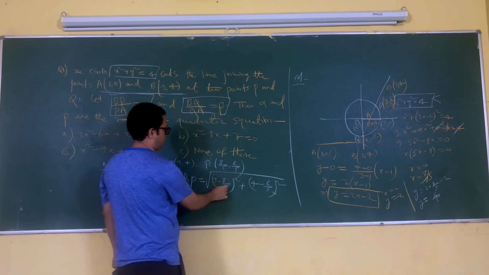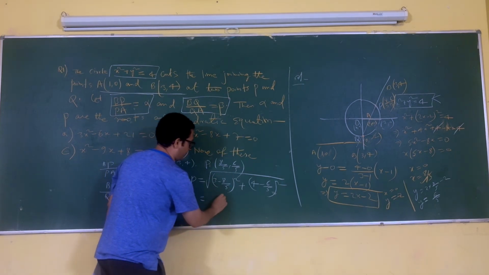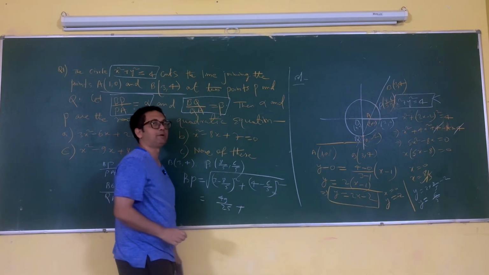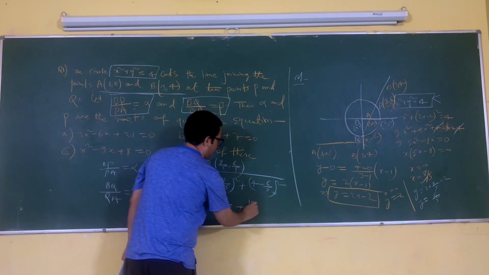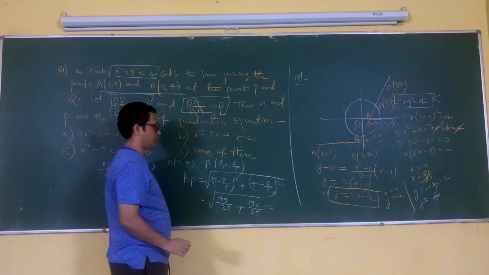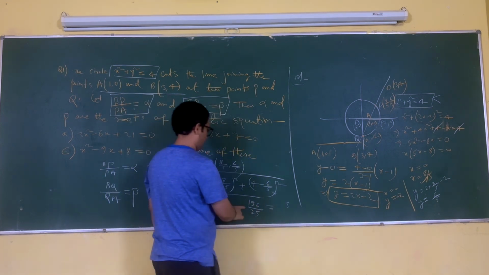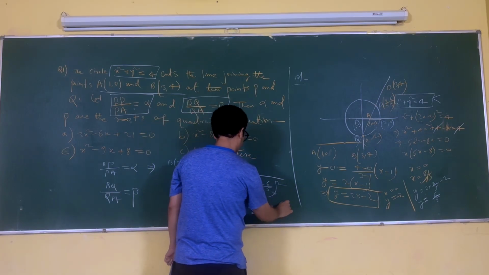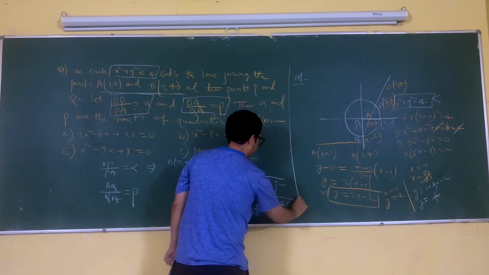So here 5 3s are 15, so it will be 49 upon 25 plus 5 4s are 20 minus, it will be 196 upon 25 under root. So it will be 9 plus 6, 15, and then 10 plus 4, 14, 245 upon 25 under root.